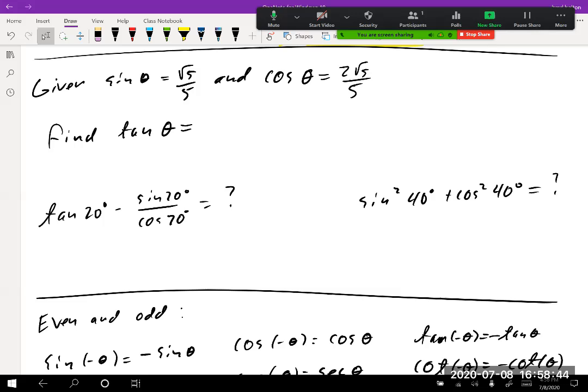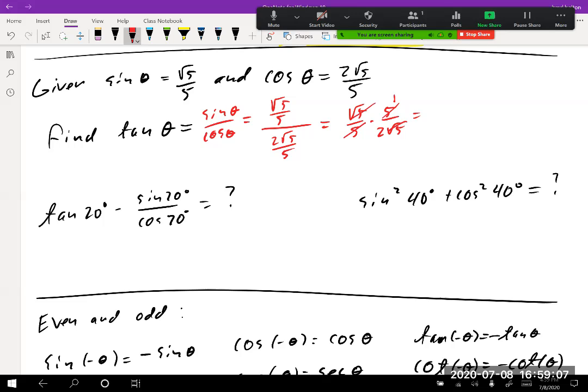Well, as long as I know the sine and the cosine, I can just do sine theta over cosine theta. But we know that sine of theta is square root of 5 over 5 divided by the cosine, which is 2 square roots of 5 over 5. But that would be square root of 5 over 5 times the reciprocal. And that would just be 1/2. So all that just to say that the tangent of theta is 1/2.